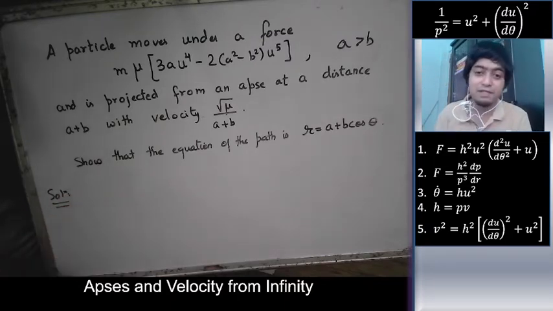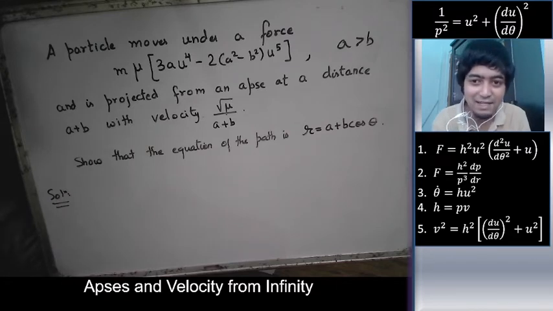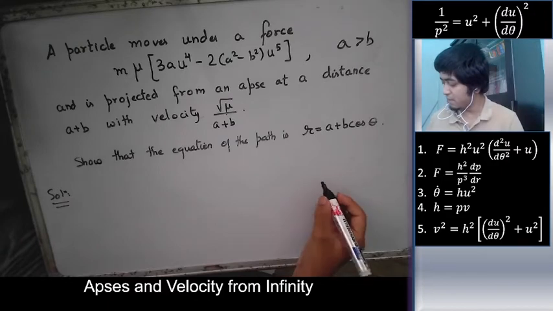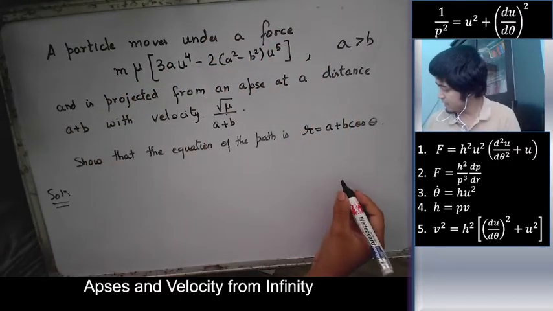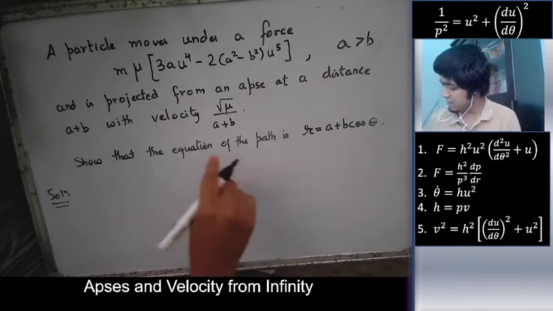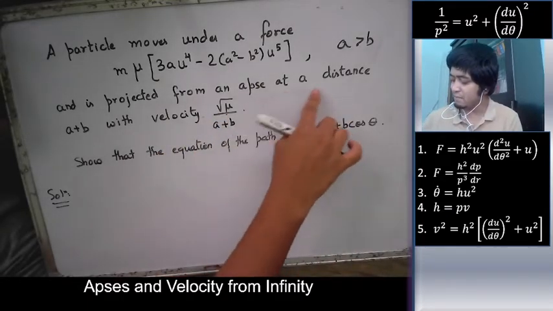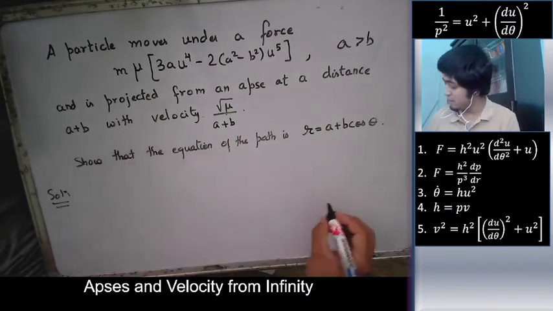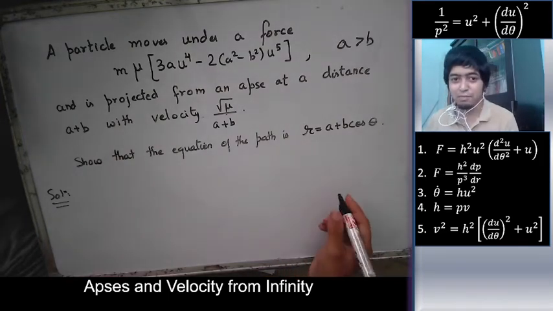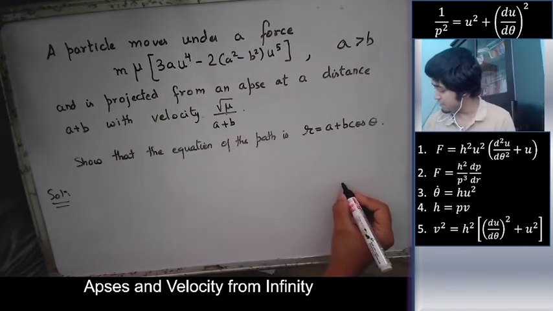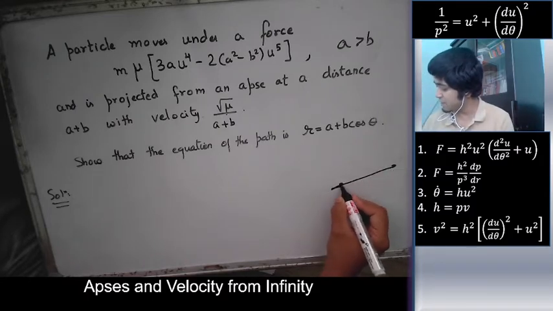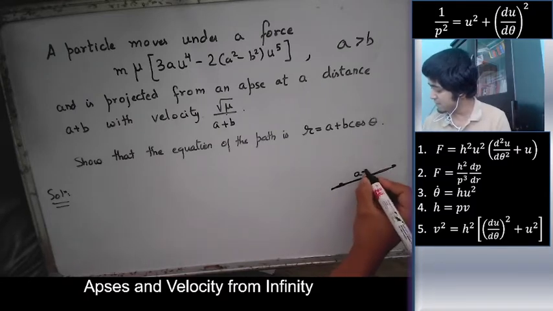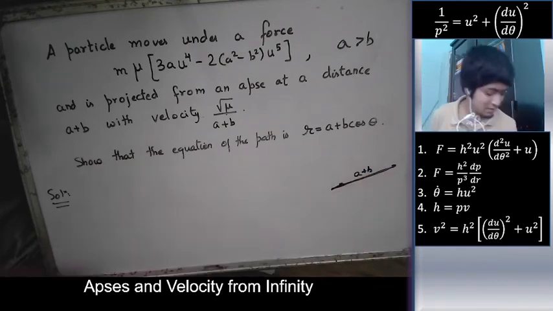Firstly, let us understand what the question is asking. There is a particle, and it moves under a central force. It is projected from an apse at a distance a plus b. The apse may be a maximum or a minimum distance, but for our convenience, let us take it to be a maximum distance.